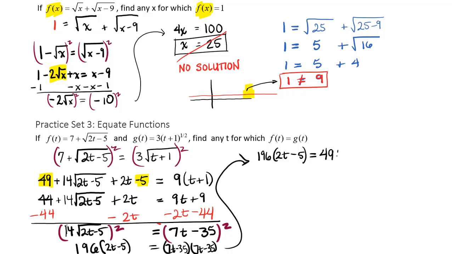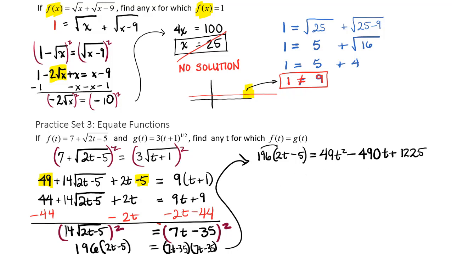49t squared minus, now this 7 times 35, that's 245, and it's going to be negative, and there are going to be 2 of those. So 490t plus 35 squared equals 1,225.